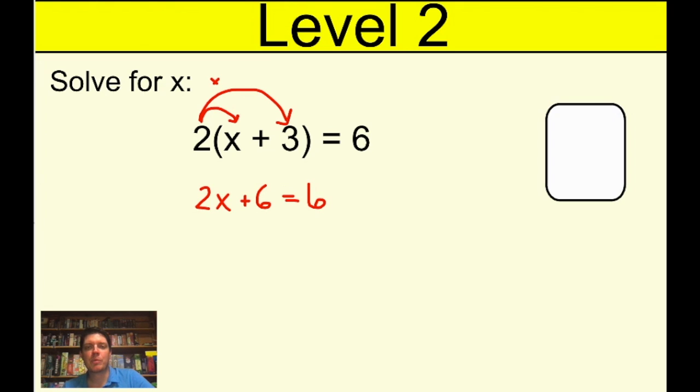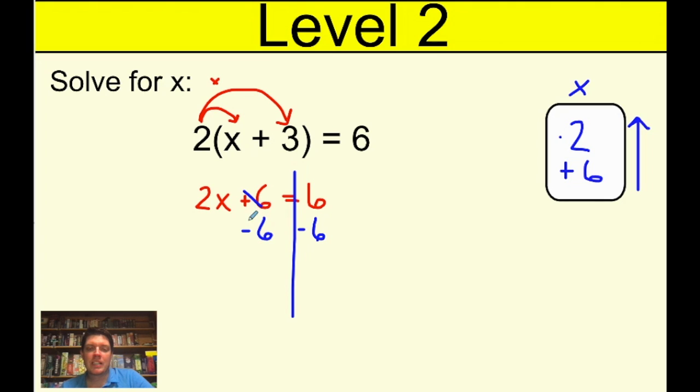Now that I got rid of those parentheses, it's a little easier to do our chore chart here. So I'm going to go ahead and label x. Let's practice reading from the x. X times 2 plus 6 equals 6. We're going to do the opposite stuff backwards. Sorry, I have an itch on my nose, which means we need to start by subtracting both sides of this equation by 6. 6 minus 6 is 0.